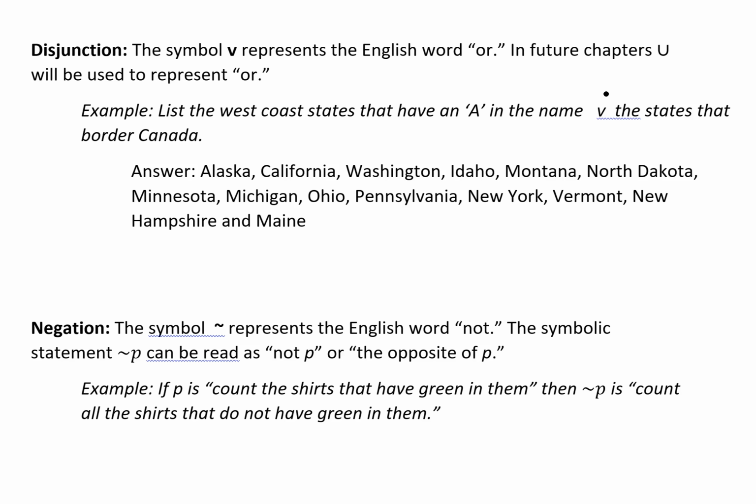Our last definition is negation. The symbol tilde represents the English word not. The symbolic statement tilde P can be read as not P, or the opposite of P. So that tilde P can be read as not P or the opposite of P. The example for the negation is if P is the statement, count the shirts that have green in them, then the opposite of P is count all the shirts that do not have green in them.